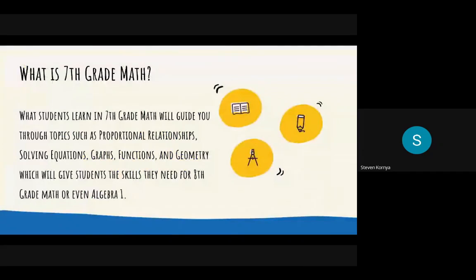So what is 7th grade math? In 7th grade math, students will learn topics such as proportional relationships, solving equations, graphing, functions, and geometry. 7th grade math will give the students the skills they need for 8th grade math or even Algebra 1.